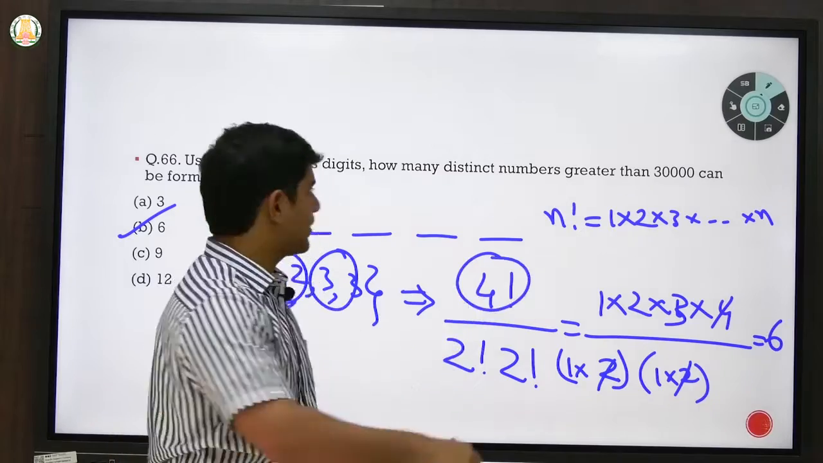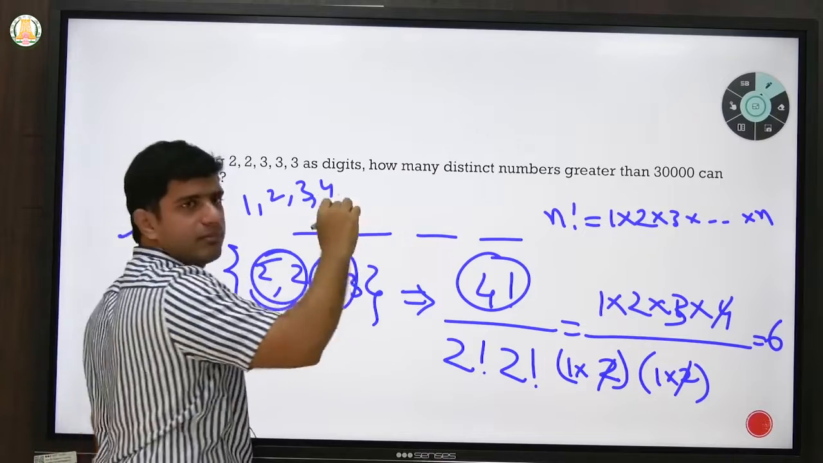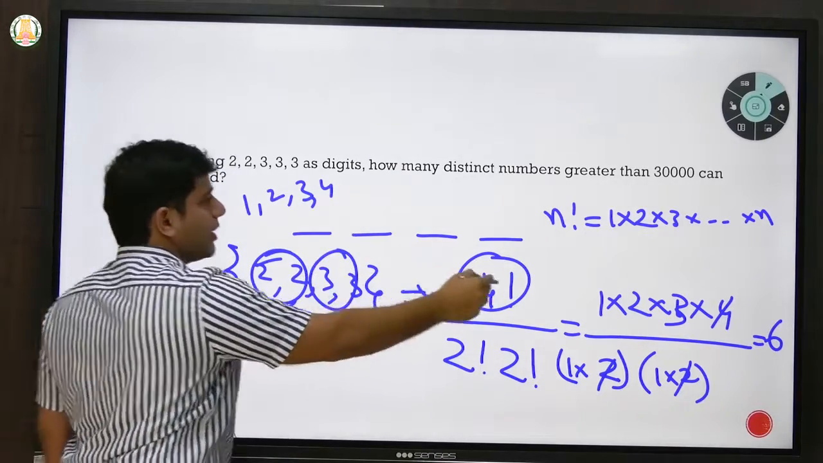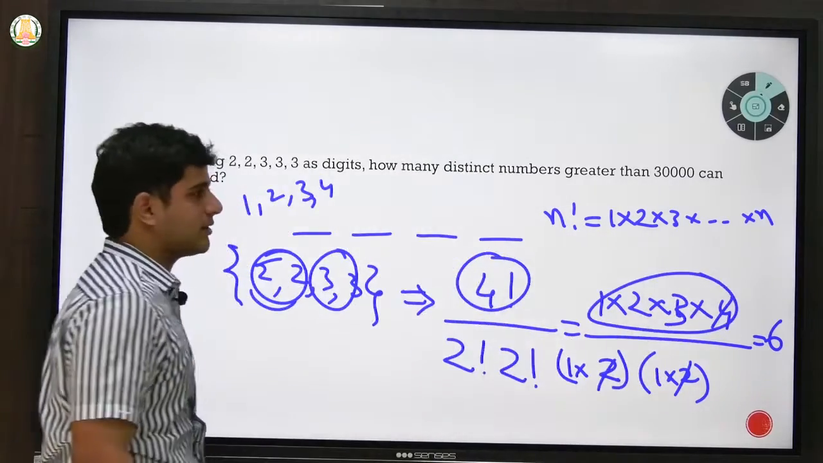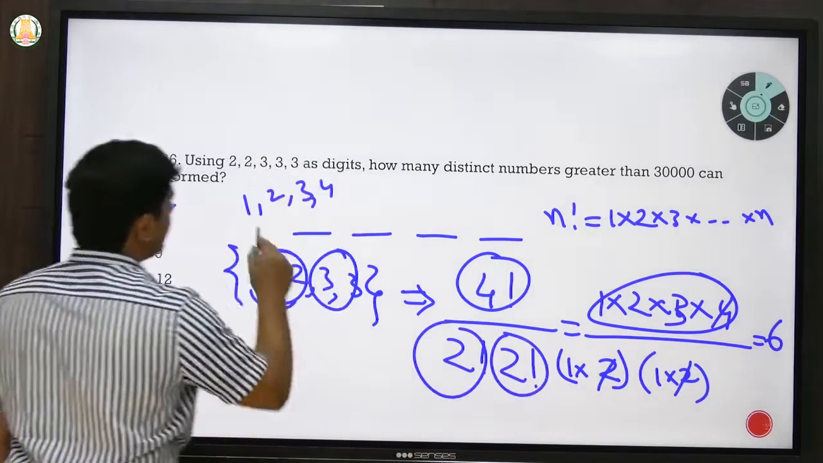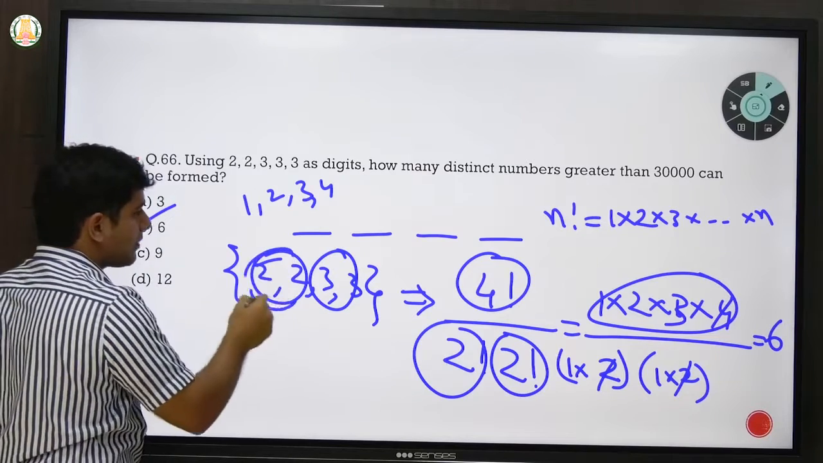So 4 digits, if let's say the numbers would have been 1, 2, 3, 4. If you have 4 different numbers, then the answer would have been 4 factorial. That is 1 into 2 into 3 into 4, which is 24 ways of putting these numbers in different places. But why have we put this 2 factorial? If some digits are common in this, like here it is 2 and 2, so this becomes one set.